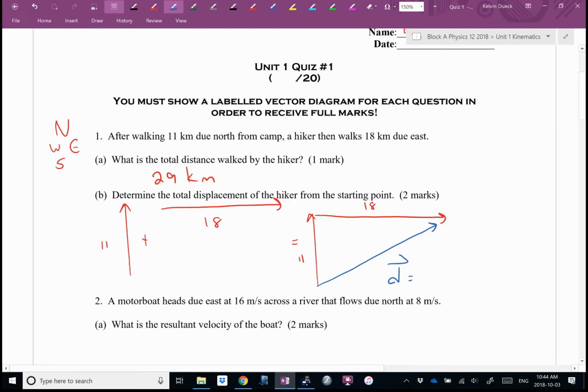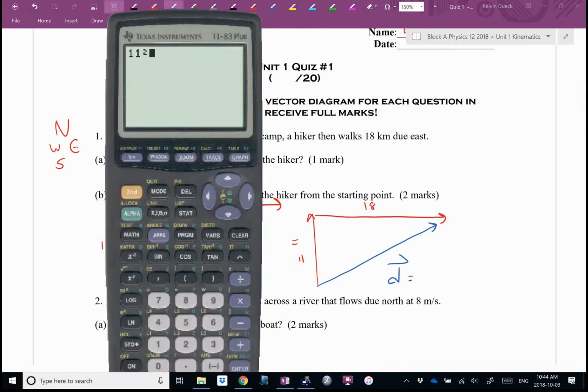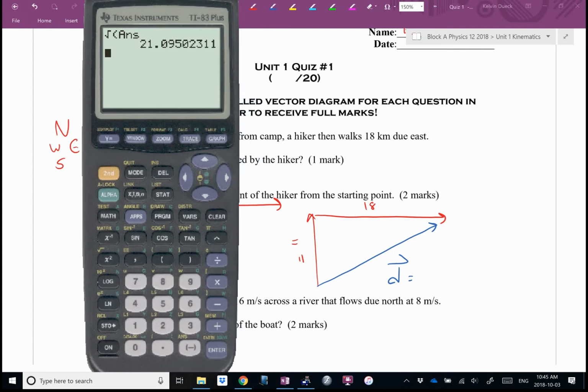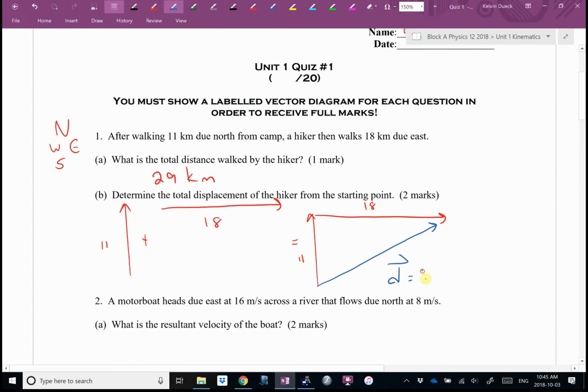As a magnitude, it's going to be the square root of 11 squared plus 18 squared. I doubt this will work out evenly. 21.1, I'll take 21, 2 or 3 sig figs. I'll write 21.1. Units, half mark off if you didn't put kilometers.